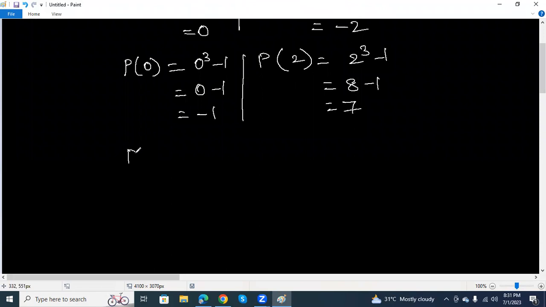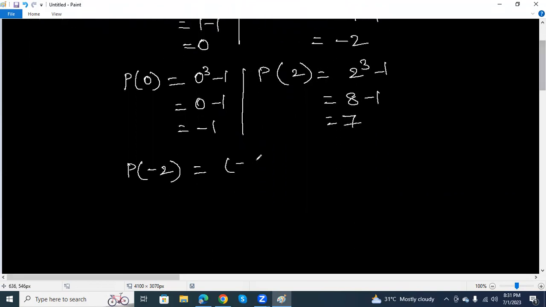Next, P of minus 2, which is nothing but minus 2 whole cube minus 1. A negative number is raised to the odd power, so the result is negative. 2 cube is 8, minus 1, so it's minus 9. Like this, by substituting the different values of t, we can find out the value of the polynomial.